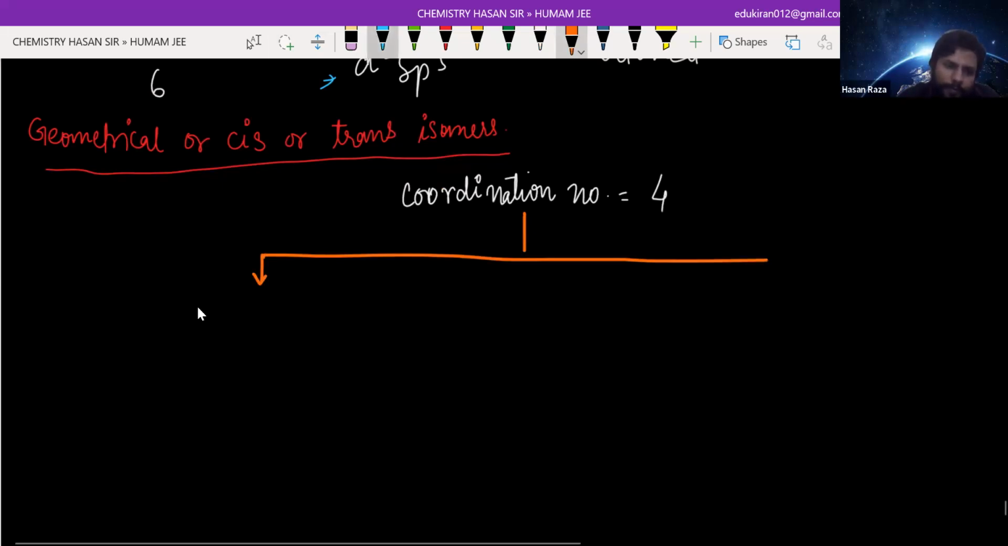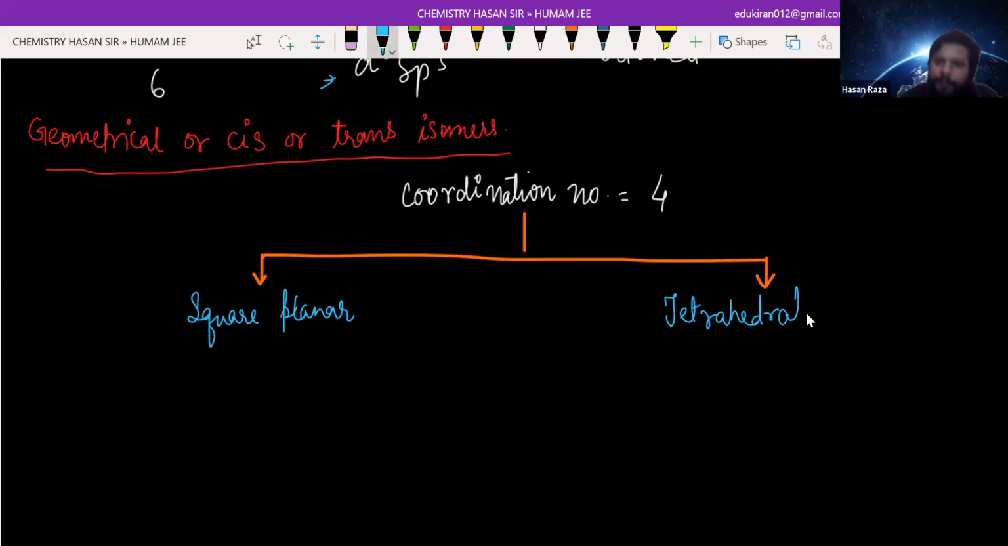The first one is square planar, and the second one is tetrahedral. With coordination number 4, we got two types of geometry: tetrahedral and square planar. First of all, what you need to take care of is that GI does not show in tetrahedral. If it is tetrahedral sp3 hybridization, then it will not show GI.